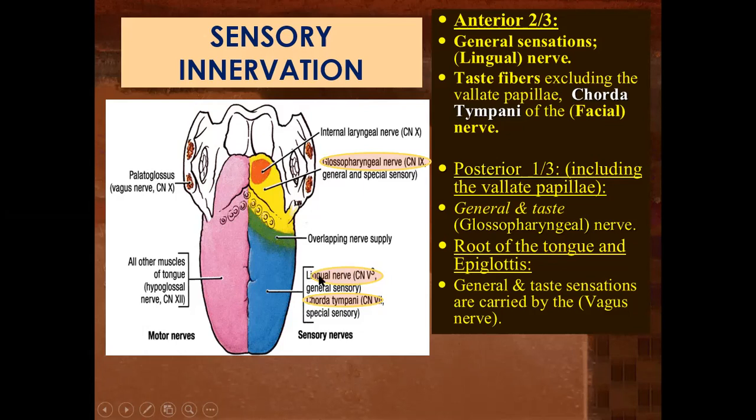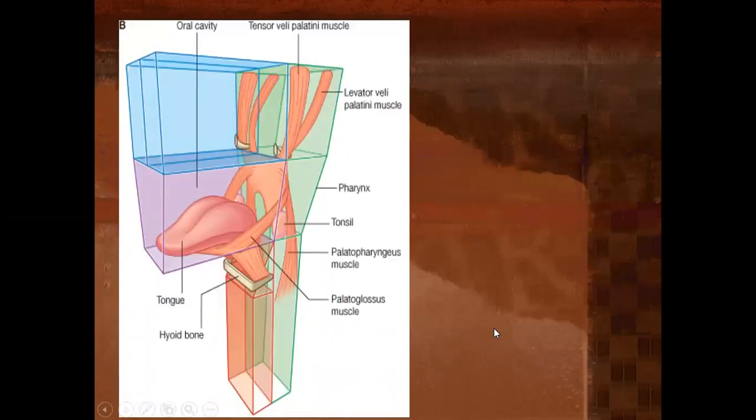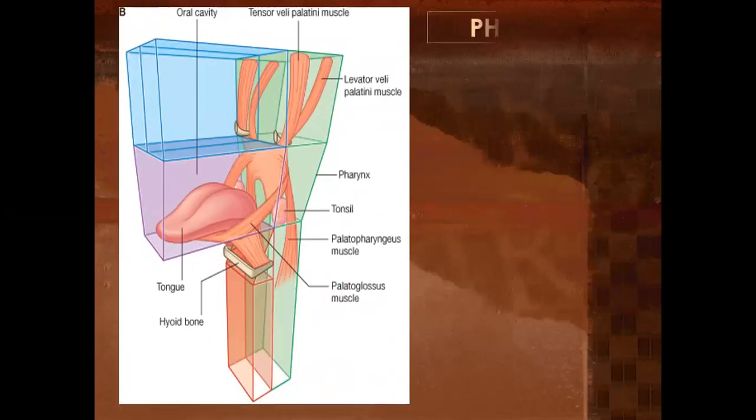As you know, lingual means the tongue, so the nerve supplying the general sensation of the tongue will be the lingual nerve. Then the root of the tongue and the epiglottis, behind that there is only a very small part. The general and the taste sensation there are carried by the vagus nerve. So that is the nerve supply of the tongue.